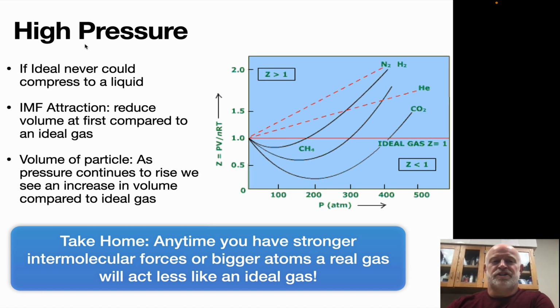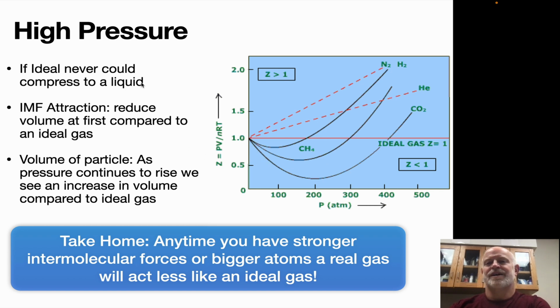As you build pressure, the IMF attraction, okay, is going to attract things and make them smaller, right? So the stronger your IMF attraction, as pressure starts to go up, we see a dip because the volume gets smaller than what the ideal gas law would predict. So the V here is less than this prediction. So we see it going to be less than 1 because we're making the numerator less than 1 here. So over the nRT, this whole overall will be less than 1. That's how we see the dip at first.